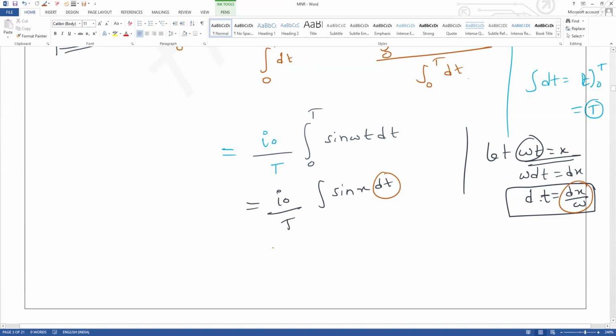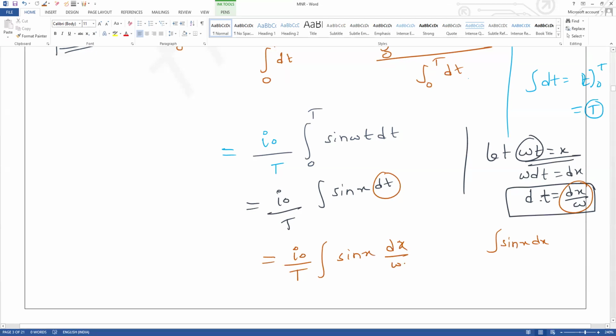So, integration of sin x, what is the formula? Integration of sin x into dx. Because dt cannot be used, I will modify it. So, sin x into dx by omega.